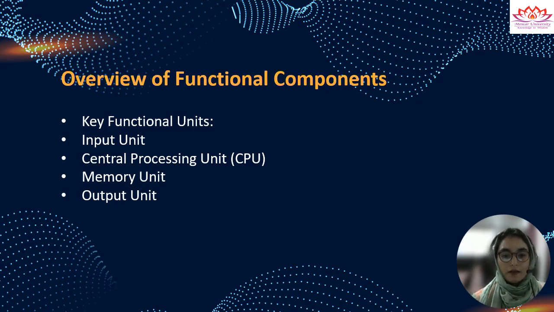A computer system has four essential functional components. First is the input unit. This allows the user to provide data and instructions to the system. Central processing unit, known as the brain of the computer, it processes data and executes instructions. Memory unit, this stores data temporarily or permanently. Then output unit, this presents processed information in a user-friendly format. Each of these components is interconnected, working in harmony to transform raw data into useful output.